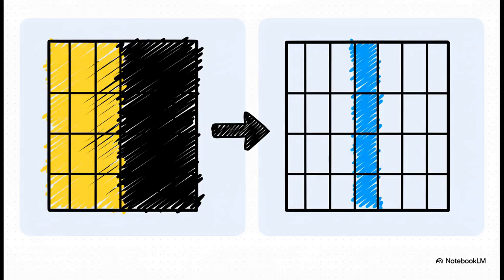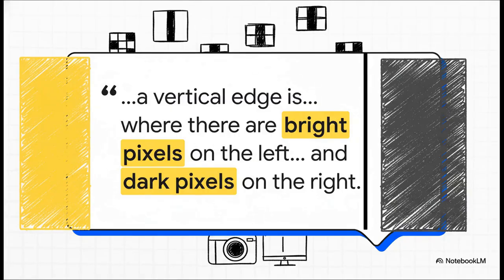The output is almost all zeros, except for this one bright, glowing line of high numbers right where the edge was. It found it, loud and clear. And that really gets to the heart of it. The filter is just a little machine built to find one single pattern, a place in the image where there's a sharp change from bright pixels on the left to dark pixels on the right. To a computer, that is the definition of a vertical edge.